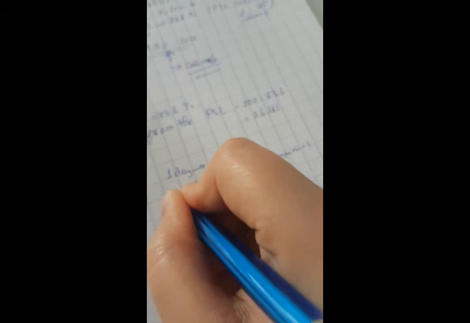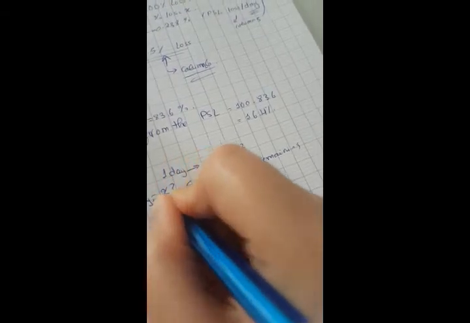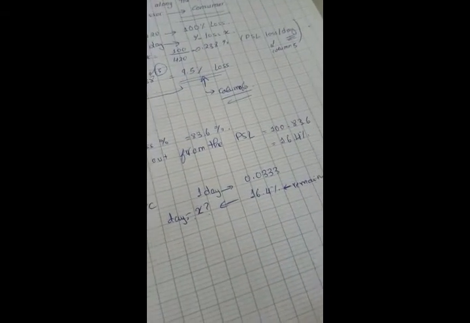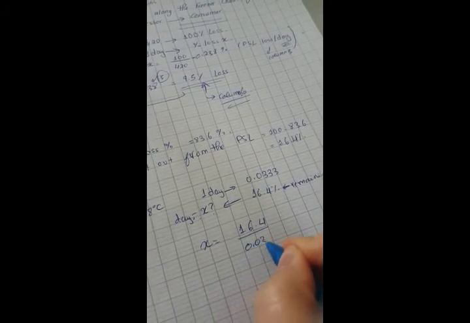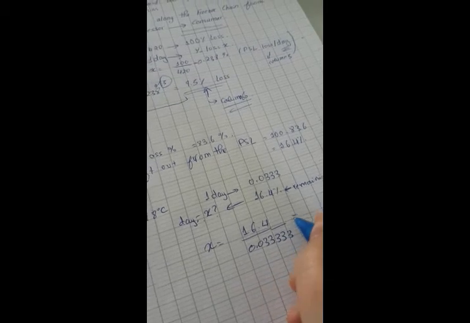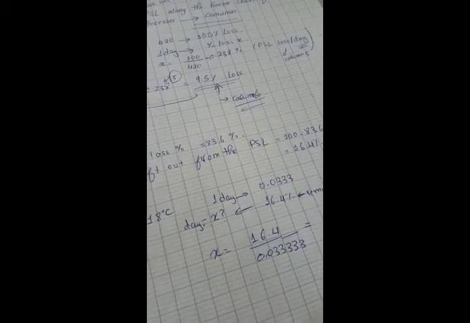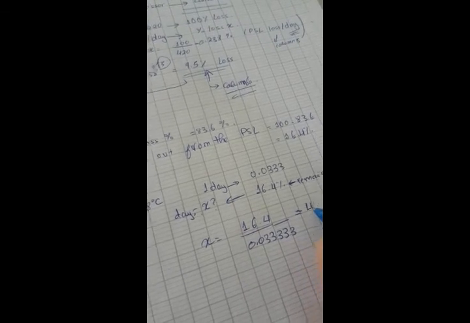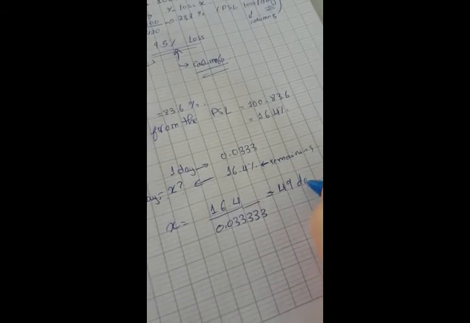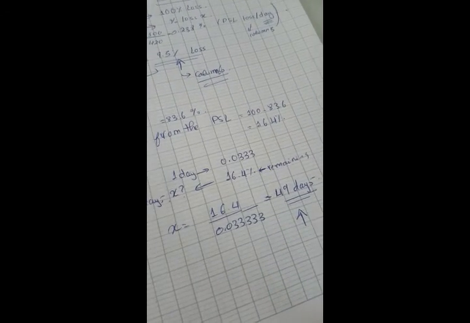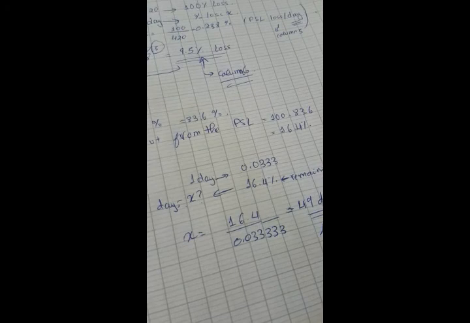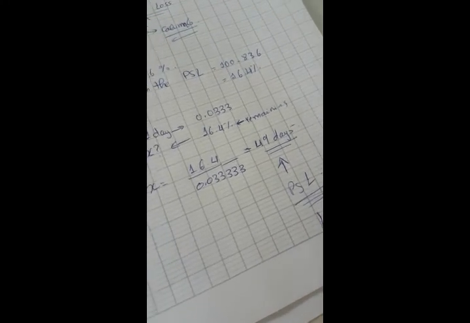So how many days can I store it in order to remain practical? X would be 16.4 divided by 0.3333, and this would be approximately 49 days. 49 days it could be stored inside the consumer house at minus 18 degrees Celsius without exceeding the practical storage life. That's it.